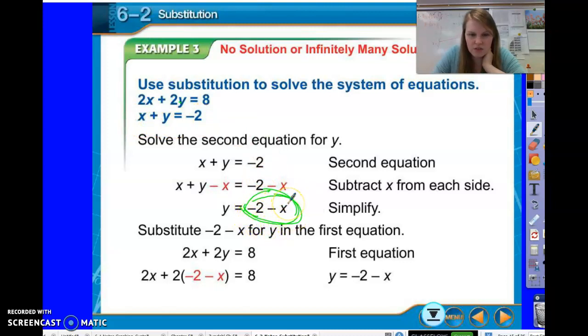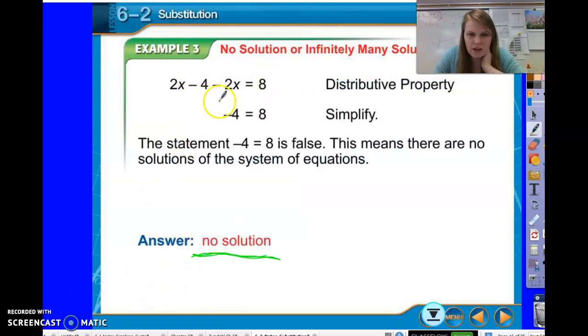Okay, now that we have a definition of y, plug this definition into this equation here. Plug it in for y. When they did that, they had 2x plus 2 times the definition equals 8. So they got this. Now we got to do some simplifying, right? So we did some simplifying. Now we have negative 4 equals 8. That is not true. Since this is a false statement, this means there are no solutions.